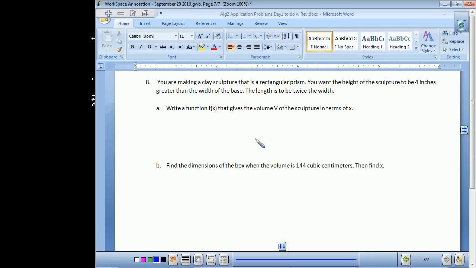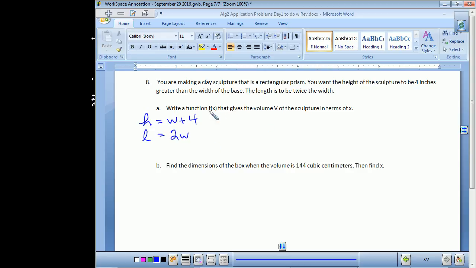Okay, so this one we're making a box. The height is to be 4 inches greater than the width, so the height is the width plus 4. The length is twice the width. Does that make sense? Yes, ma'am.